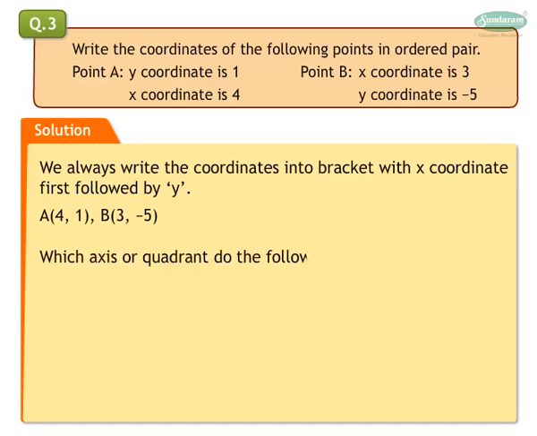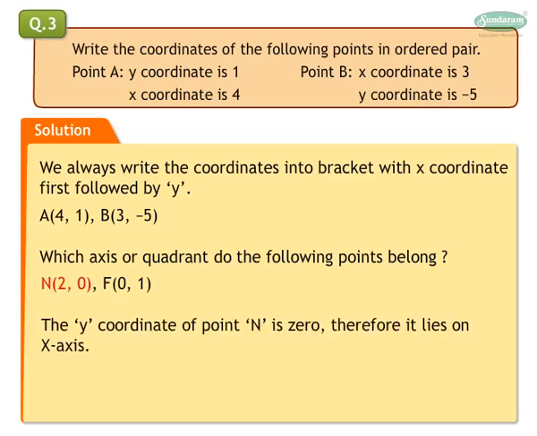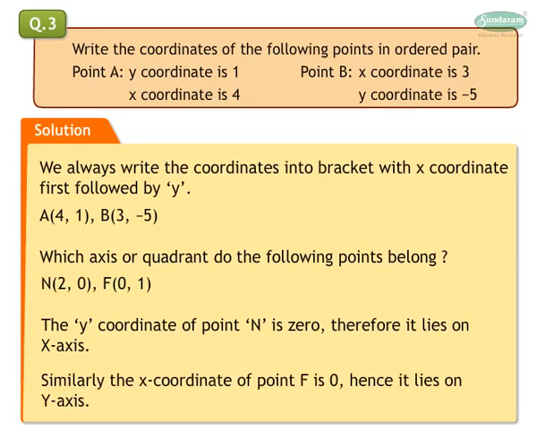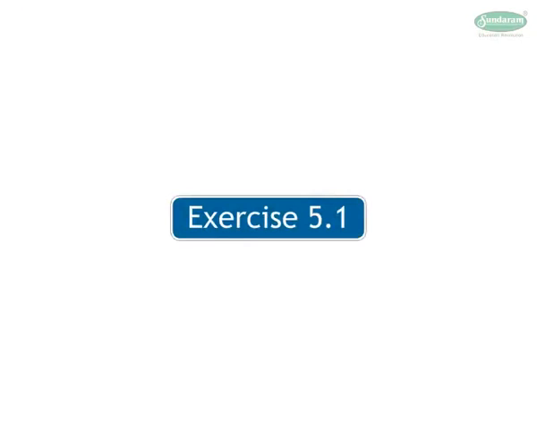Let us state on which axis or quadrant point N with coordinates (2, 0) and point F with coordinates (0, 1) belong. We have already discussed that points whose y-coordinate is 0 lie on the x-axis. Here, the y-coordinate of point N is 0. Therefore, it lies on the x-axis. Similarly, the x-coordinate of point F is 0. Hence, it lies on the y-axis.